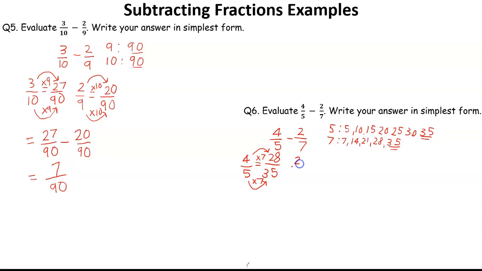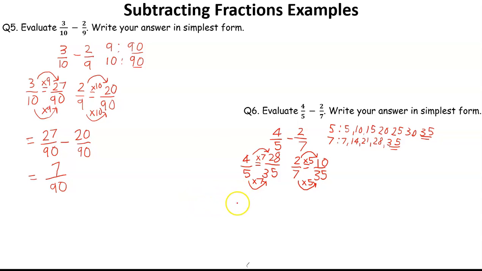I've then got 2 sevenths, and I'm going to find an equivalent fraction so that it has a denominator of 35. What do I multiply 7 by? 7 fives are 35. What do I multiply 2 by? I must multiply it by 5 as well. So whatever I multiply my denominator by, I multiply my numerator. 2 times 5 is 10. So I've got 28 over 35 minus 10 over 35.